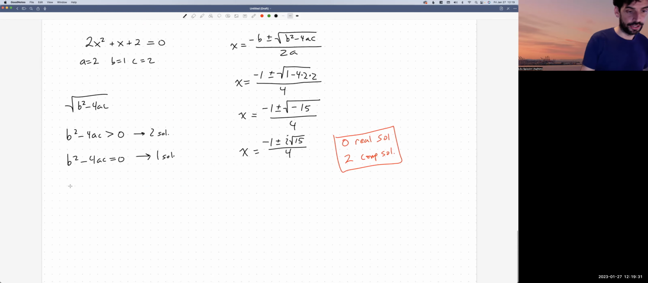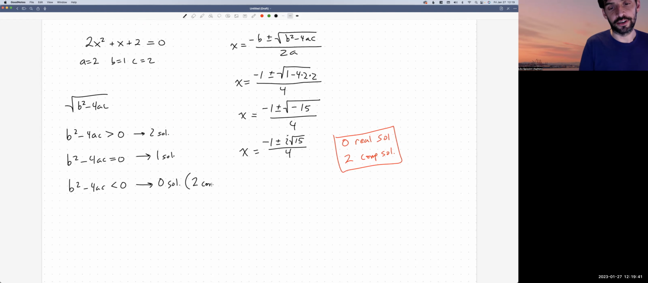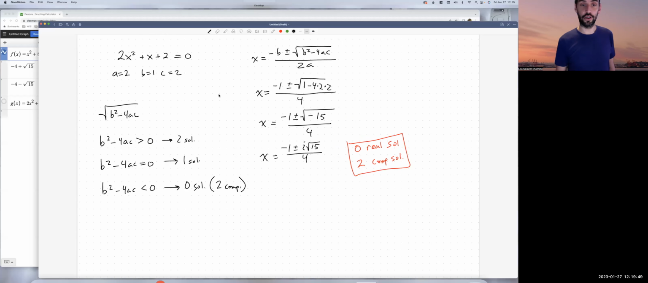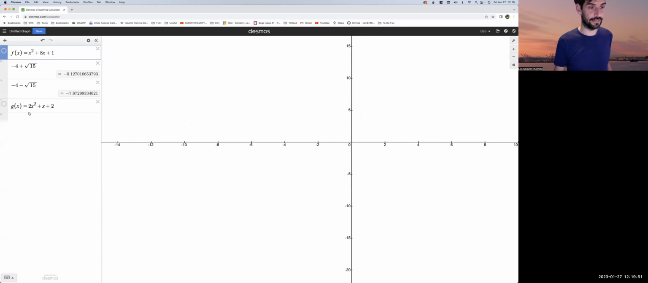And then if b squared minus 4ac is less than 0, we get 0 solutions. But if we're dealing with complex numbers, we can say there are going to be 2 complex solutions, okay? But in terms of real solutions, you get 2 solutions, 1 solution, or 0 solutions. Let's go back to a graph to look at this.